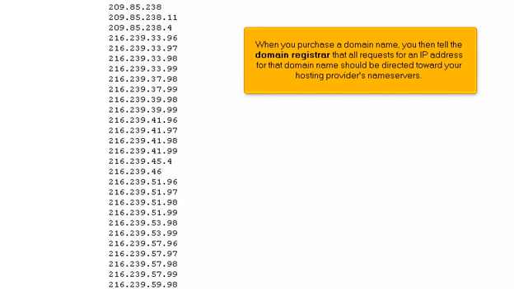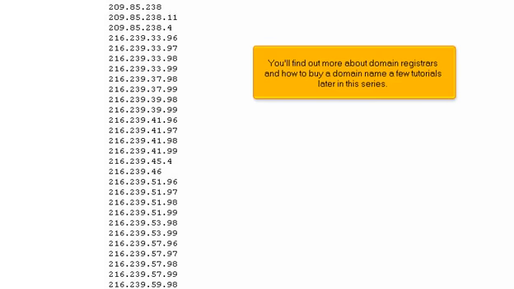When you purchase a domain name, you then tell the domain registrar that all requests for an IP address for that domain name should be directed toward your hosting provider's name servers. You'll find out more about domain registrars and how to buy a domain name a few tutorials later in this series.